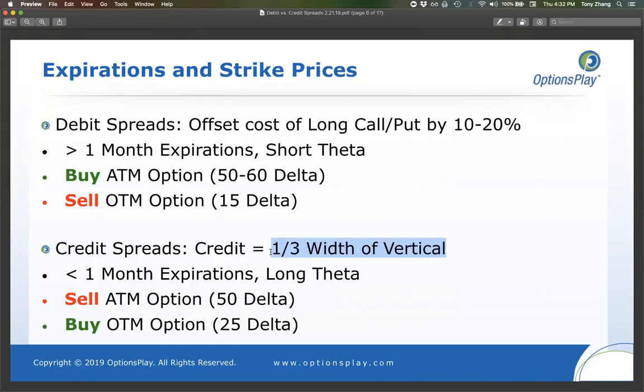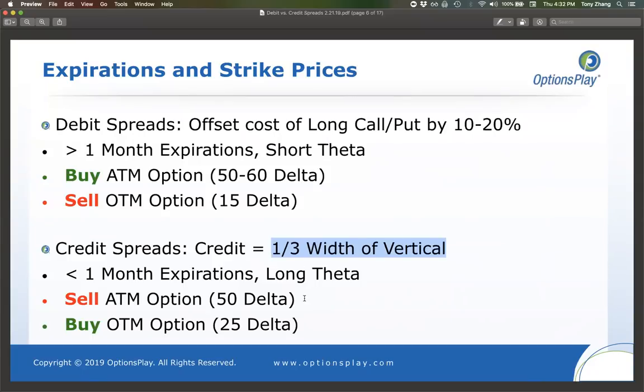So the golden ratio that you want to aim for is where your credit is roughly about a third of the distance of that width. So if I'm selling a $10 wide credit spread, I want to collect roughly about $3.33. That's how you could go about finding your strike prices.